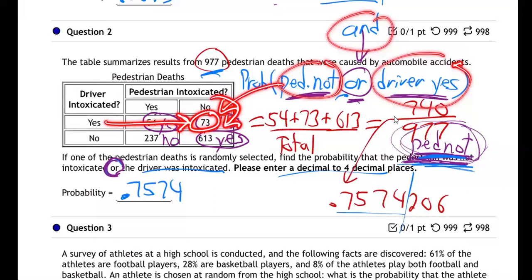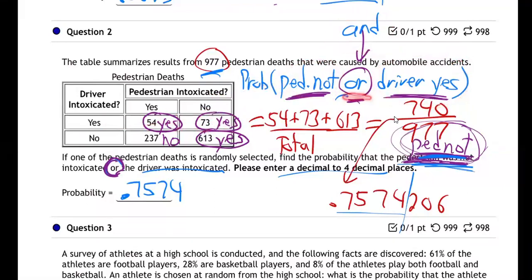Right on, good job. But when they say or, we got 3 boxes, don't we? Because those 3 boxes meet either the pedestrian not case or they meet the driver yes case. So do you see the difference between and or? Let me redo this one more time in a way that might be easier for you. I just want to show you several views. I know from semesters past, this is very hard for students to get the hang of. So let me show it one more way.